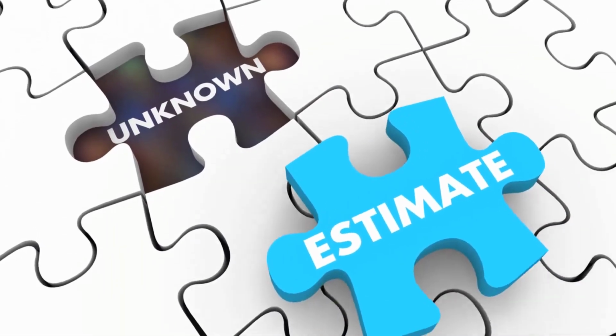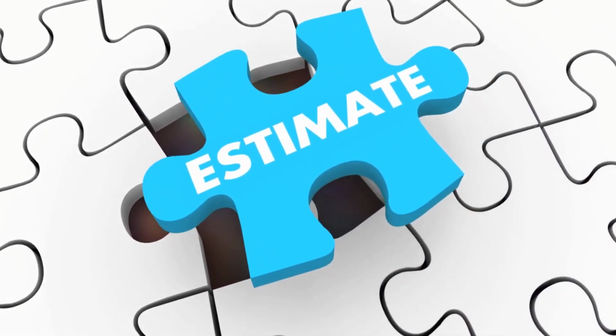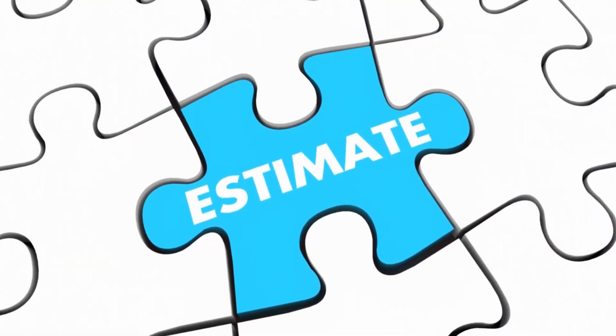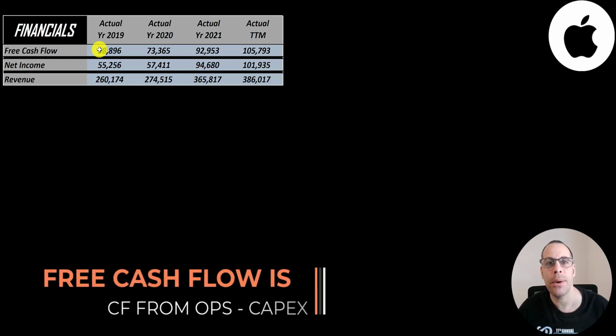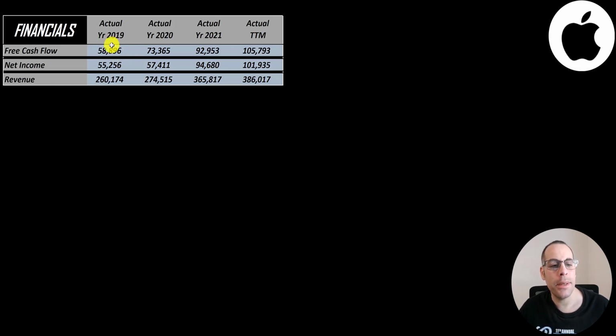The way you value a company is you estimate the free cash flows into the future, and then you discount those numbers back to today's value. That's what we're doing in this video. And free cash flow is cash flow from operations minus capital expenditures. It's amazing when you look at it, they went from 60 billion to over 100 billion of free cash flow.